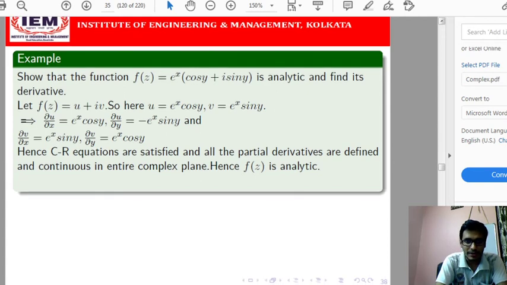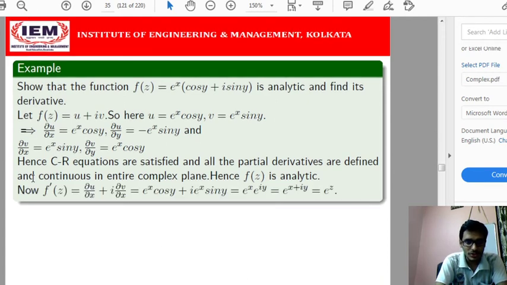Now, what will be the derivative of f(z)? f'(z), if we represent it in terms of the partial derivatives with respect to x, will be du/dx plus i dv/dx. That means e to the power x cos y plus i e to the power x sin y. If I take e to the power x common, it is e to the power x times (cos y plus i sin y).